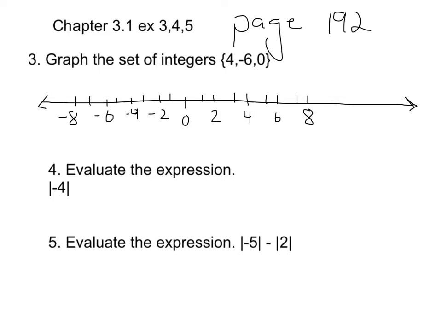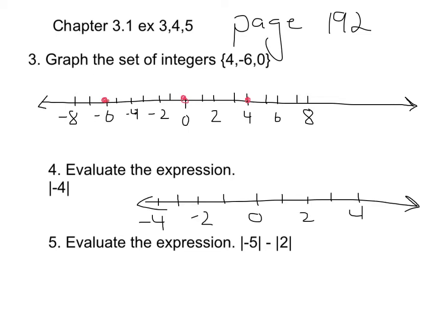Okay? So to graph it, all you need to do is find the number 4. That's the first one. Put a little dot right there. Find the number -6. And find the number 0. Okay? And that's what you do to graph it. And that will help you find absolute values using a number line.